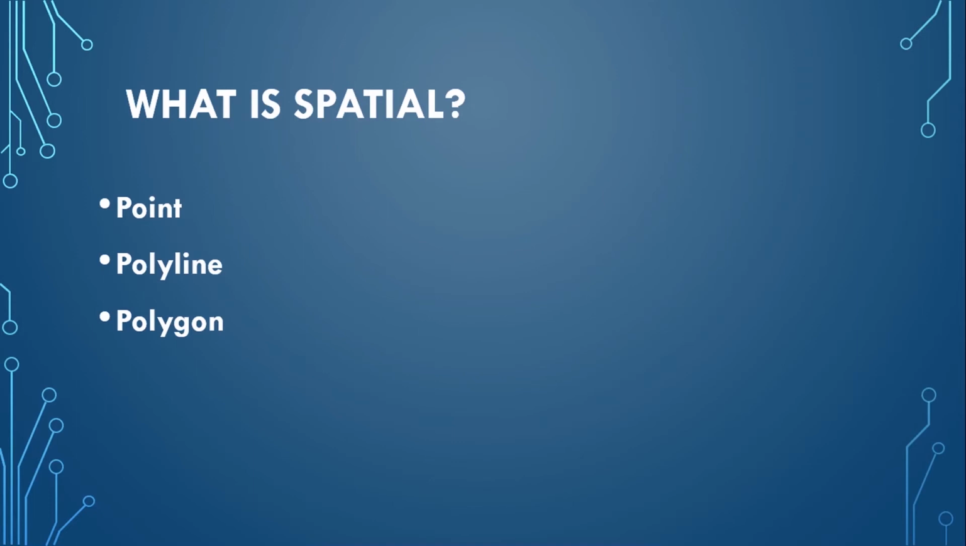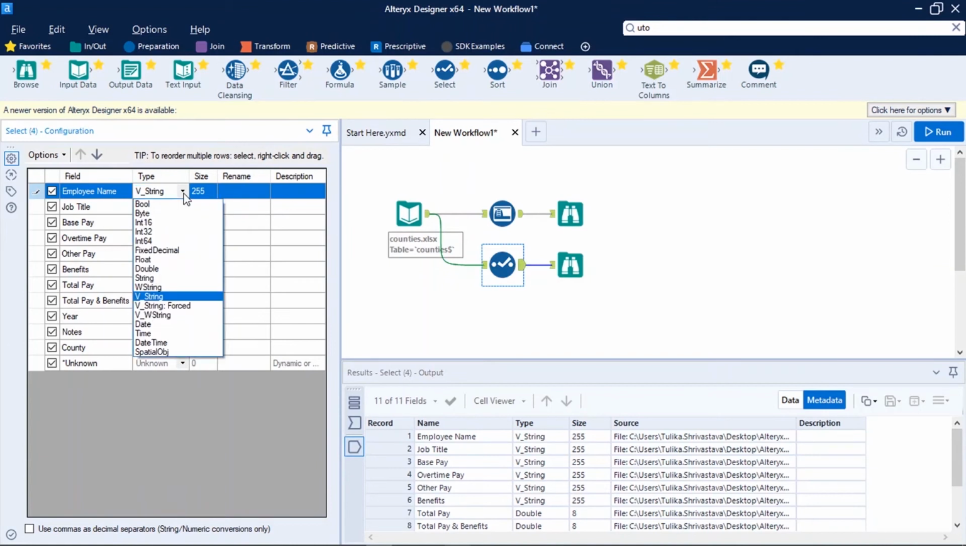Now let's see what is spatial objects. It is used to map and create a figure. The examples are point, polyline, polygon. In Alteryx, spatial object is available at the bottom of the data type list.